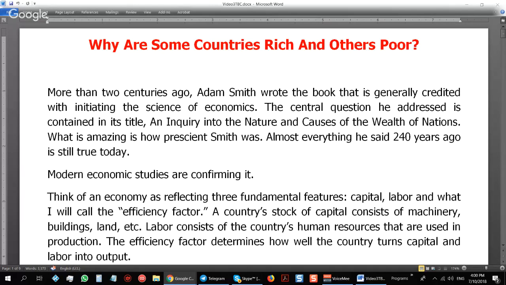Today we're going to go over an article. We're going to start an article and continue it over the next several days. And the title of the article is "Why Are Some Countries Rich and Others Poor?"